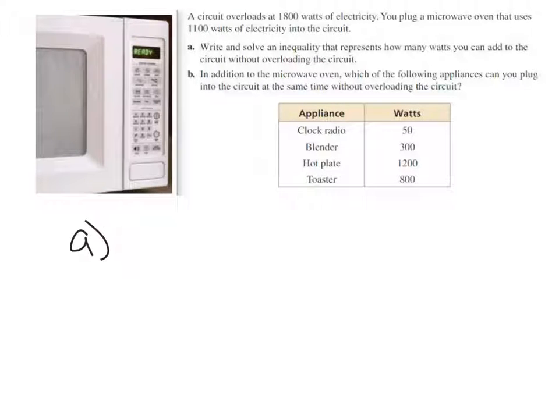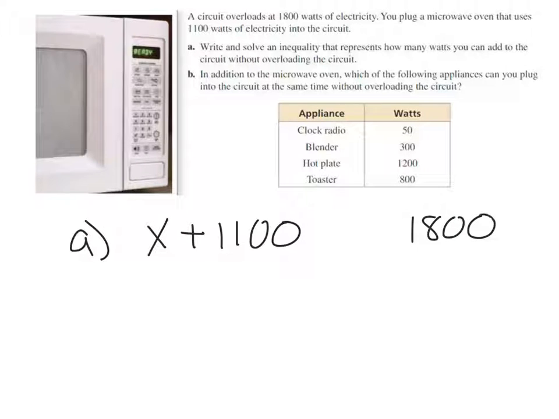And when they mean plug something in, I wasn't really sure what they meant until I looked at B and saw things like clock, radio, blender, hot plate, toaster. Oh, these are things that we can plug into the same outlet. All right. So 1100, so I can do some amount plus 1100. 1800 is our target. Can we go over 1800? No. Can we even get to 1800? Not wise, because at 1800 it may blow your circuit breaker. So it has to be less than 1800. That's letter A. Now let's go to B.